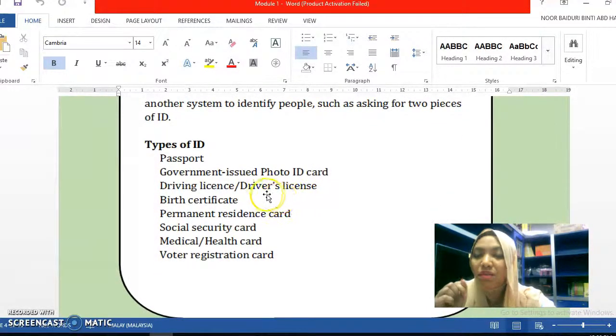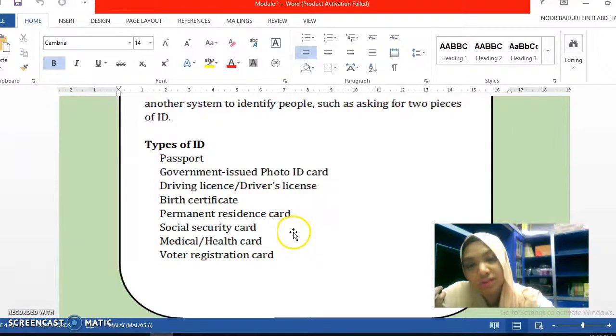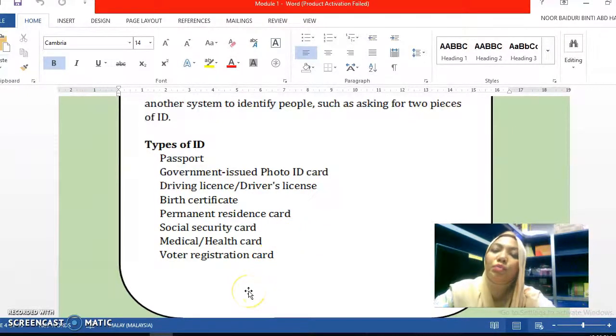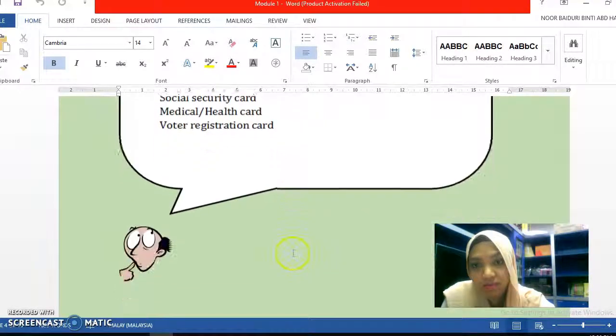Okay, so in most countries we have a passport, and some countries use a government issued photo ID card. Some use a driving license, birth certificate, permanent residence card, social security card, medical or health card, and voter registration card. So you need to check with your department which of these documents are acceptable whenever you ask for identification.